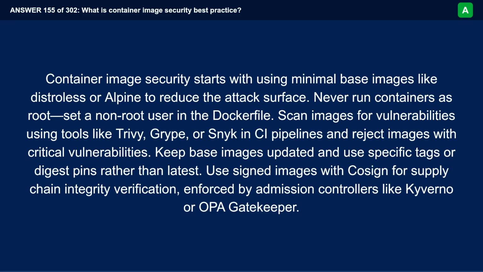Scan images for vulnerabilities using tools like Trivy, Grype, or Snyk in CI pipelines, and reject images with critical vulnerabilities. Keep base images updated and use specific tags or digest pins rather than latest. Use signed images with cosign for supply chain integrity verification, enforced by admission controllers like Kyverno or OPA Gatekeeper.